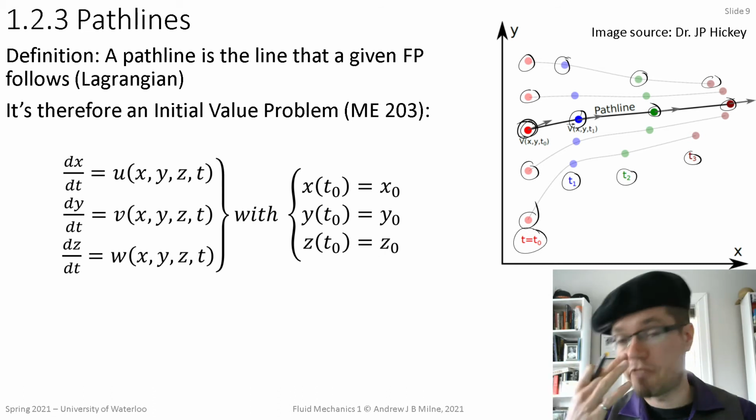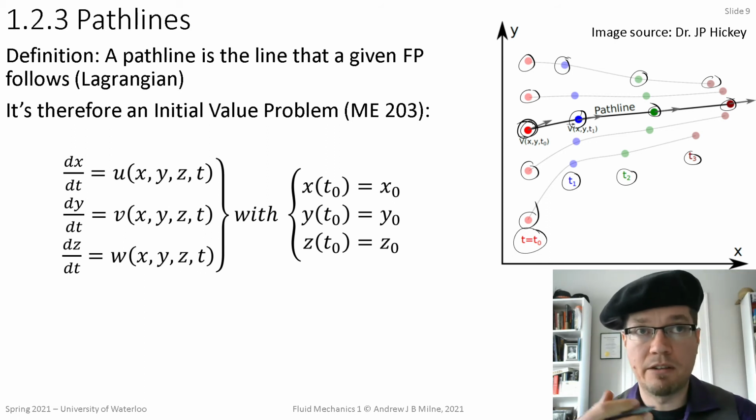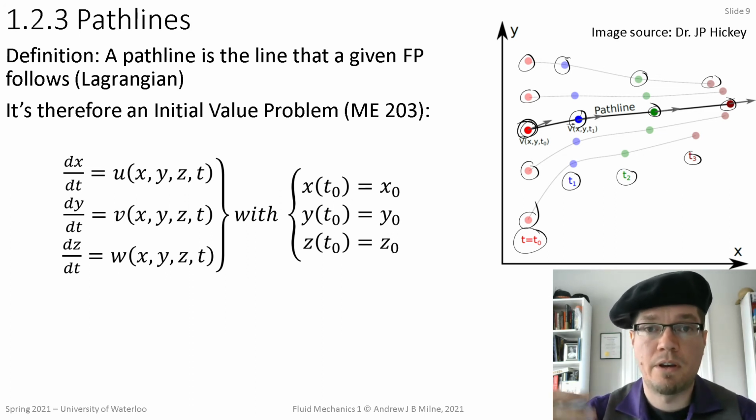Mathematically, again, a very rigorous definition, and specifically, it's an initial value problem, thinking back to ME 203, thinking back to your ordinary differential equations course. Start with the same definition of velocity being change in x, y, and z position with time. If you have some initial position at some initial time, then you can run that out as an initial value problem. You can consider a small time step, update your position, and then update your velocity and keep going.